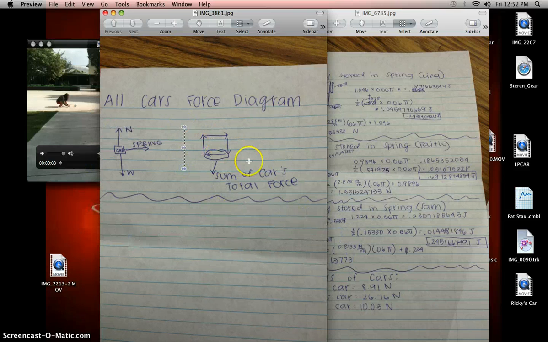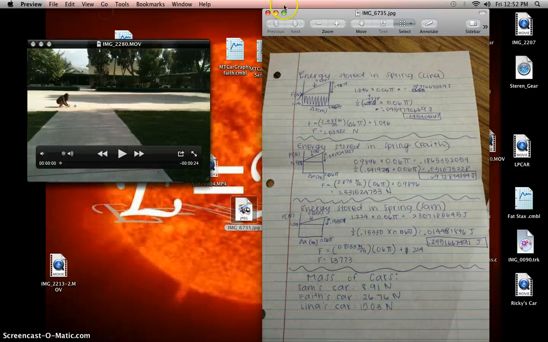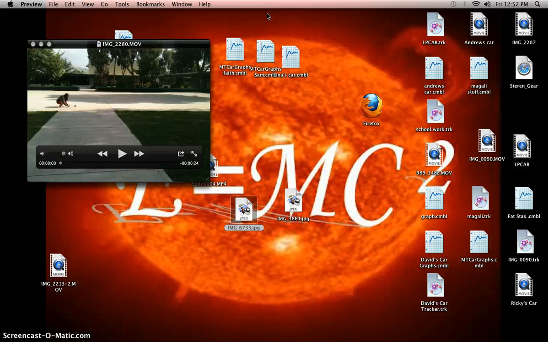And that should be the sum of the forces, so this should be the force that you should have, and that should be all it is. Now we're going to go into the graphs to find out the rest of the information. Actually, let's play the videos first.